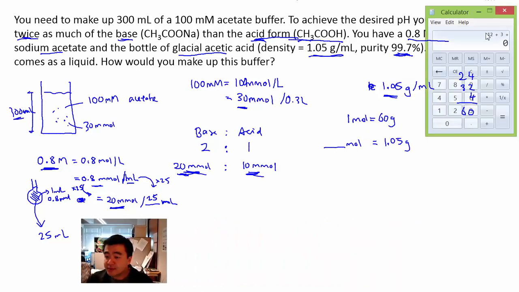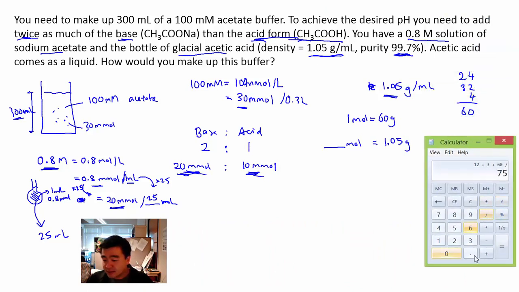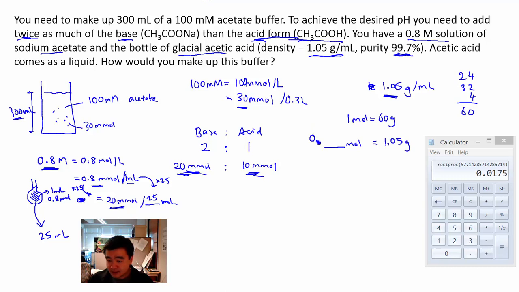Let's bring the calculator up. 1.05 divided by 60 is equal to 0.0175. Okay, so that's 0.0175 moles, which is also known as 17.5 millimoles, is equivalent to 1.05 grams.